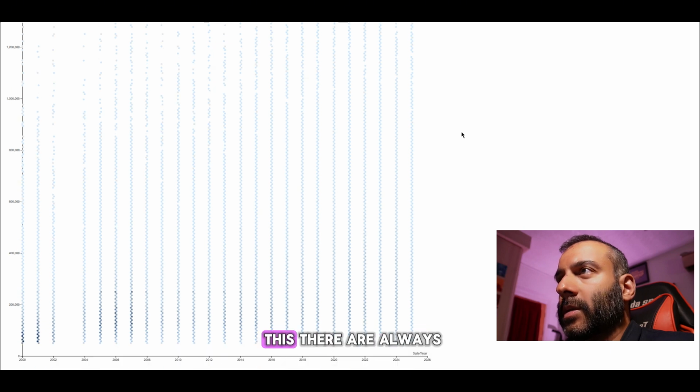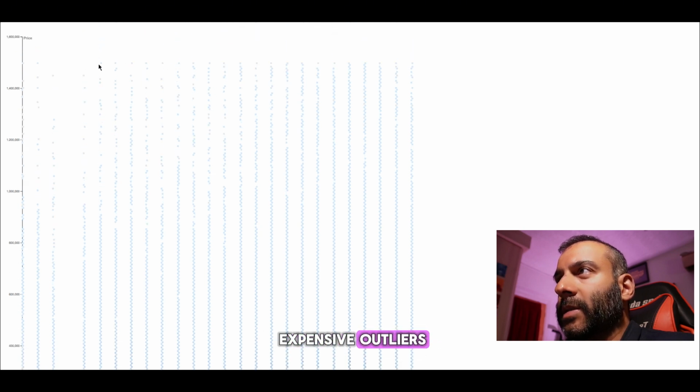And you can notice this, there are always expensive outliers, even back in the year 2000. But the difference is, those used to be rare, but now they're common. And that's a huge structural change.